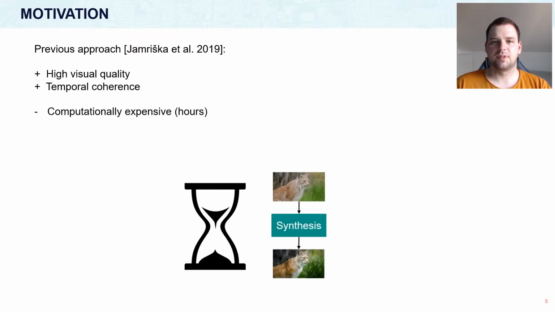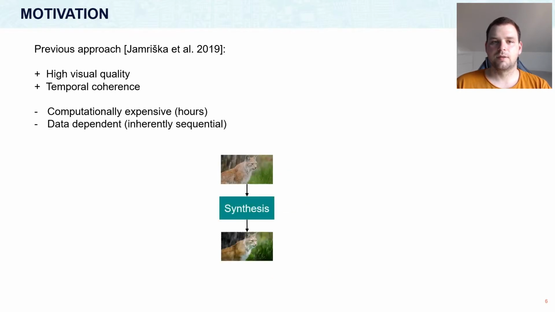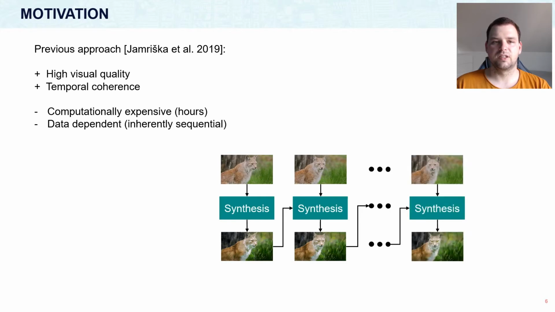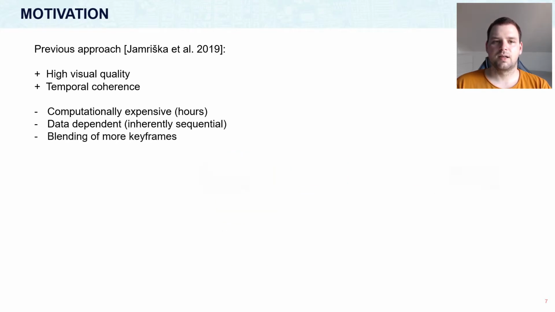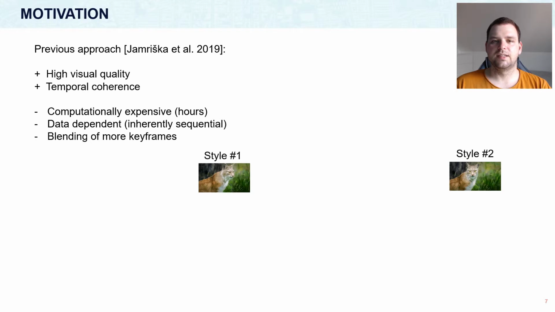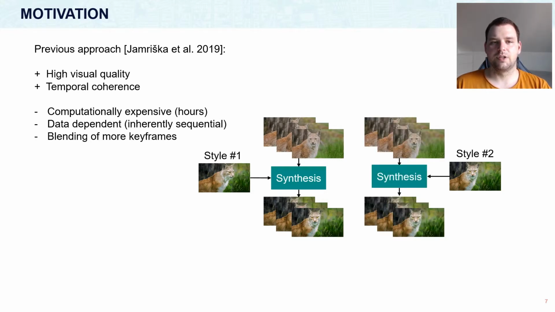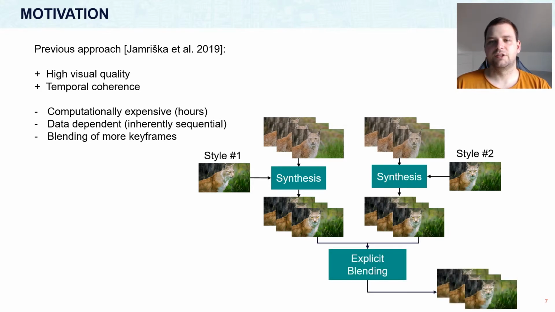It's computationally really expensive. For longer sequences, it might take hours. It's sequential, meaning to stylize the current frame, the previous frames need to be processed first. And last but not least, in the case when there are multiple stylized keyframes available, the entire video sequence has to be processed from the first keyframe and from the second keyframe individually. Then, an explicit blending operation needs to be performed to ensure seamless transition between the sequences stylized using individual keyframes.